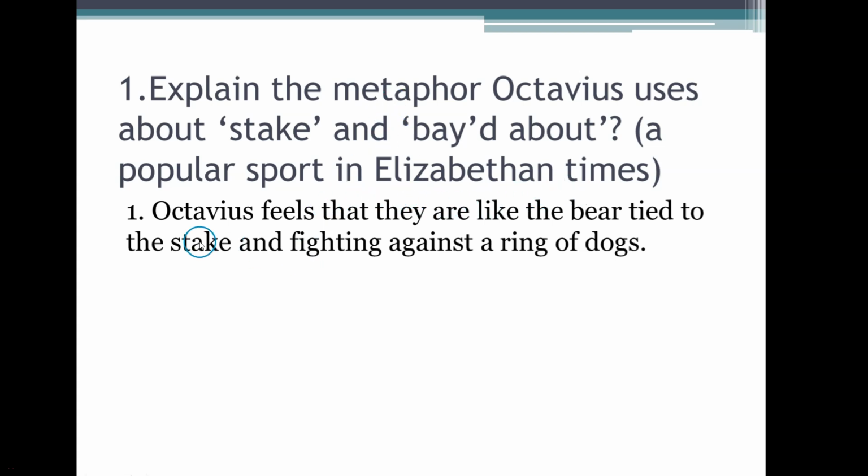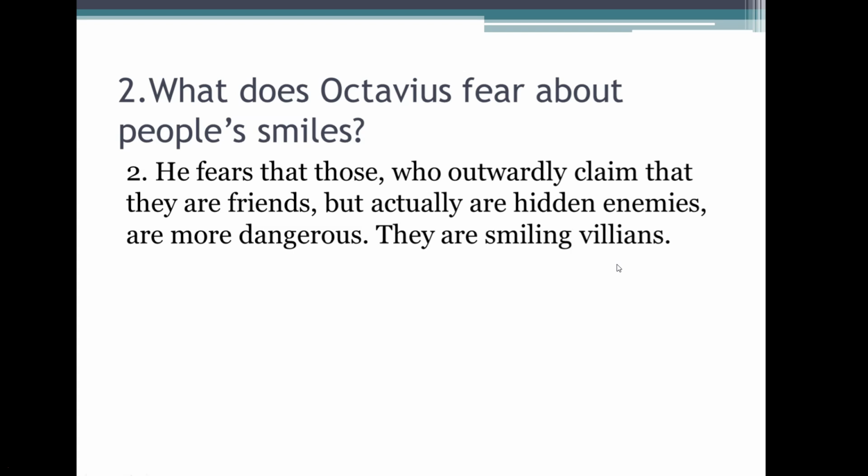So what is the metaphor? Octavius feels that they are like the bear tied to the stake and fighting against a ring of dogs. So you can write like the bear, from here till dogs you can underline.